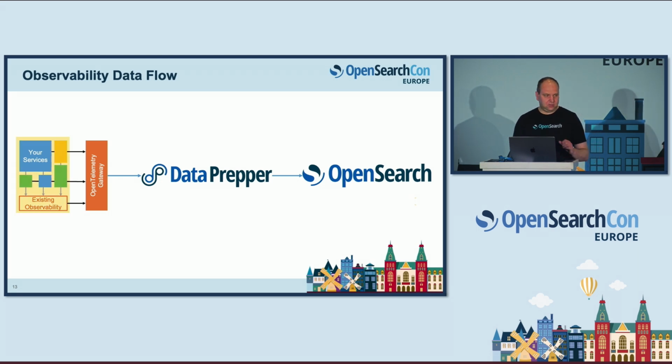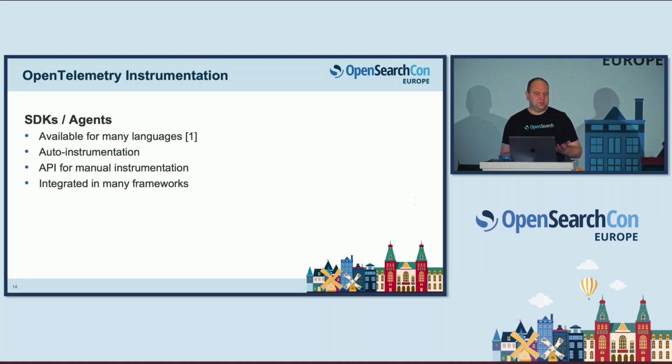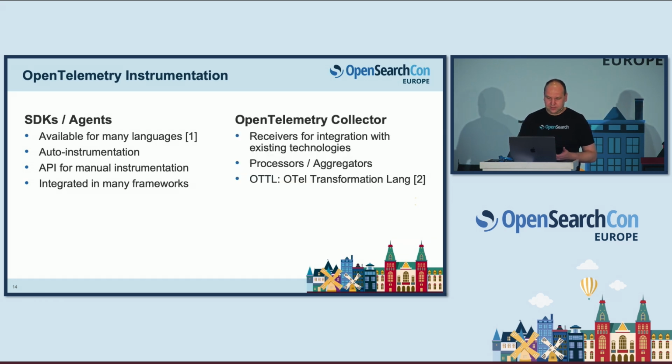So let's start on the instrumentation side. This is just a recap of this morning. For OpenTelemetry, there are a lot of SDKs and agents available for many languages. There's auto instrumentation. You can use the APIs for manual instrumentation. For instance, you can register certain counters and the like, and there's integration into many frameworks. So if you're a Java developer, it would integrate into your logging framework. You just enable it. It will pull the logs according to your current logging configuration, and you will get them in OpenTelemetry. And then there's the OpenTelemetry collector, which in my previous picture was used as a gateway. But it can do more.